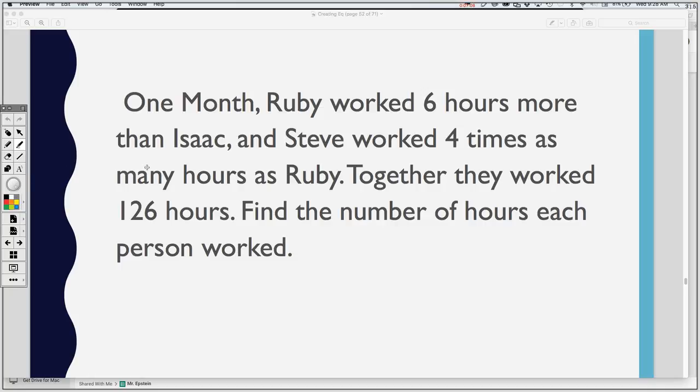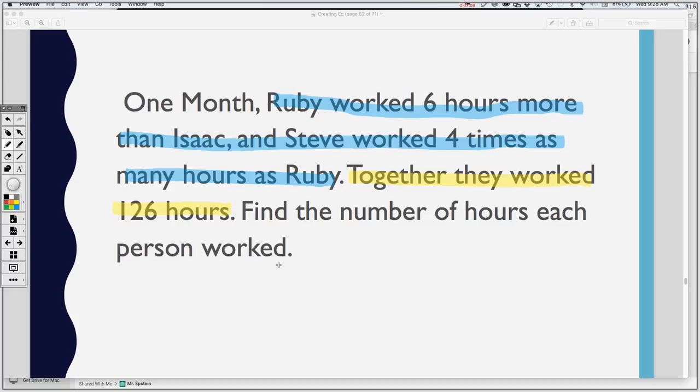Okay, so Ruby worked 6 hours more than Isaac, and Steve worked 4 times as many hours as Ruby. All right, what's the other equation? All right, now we're trying to find the number of hours each person worked. So when you're starting this out, I want you to make a chart.